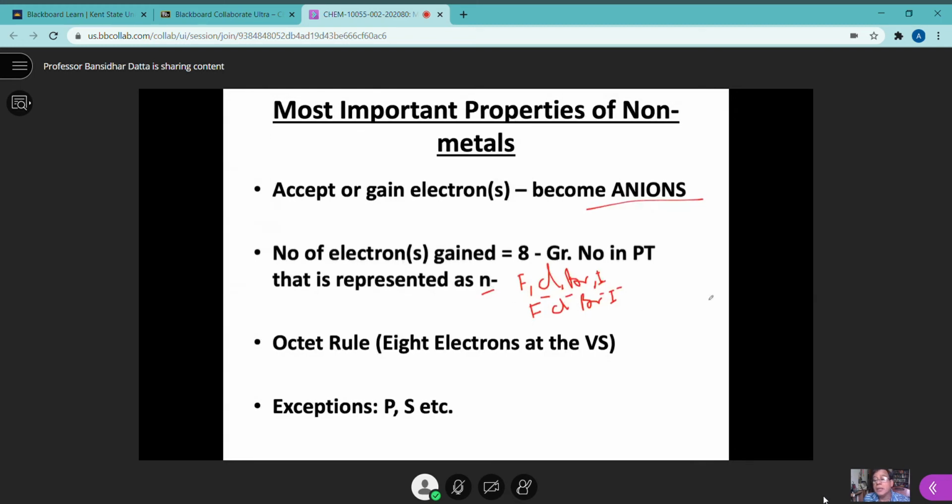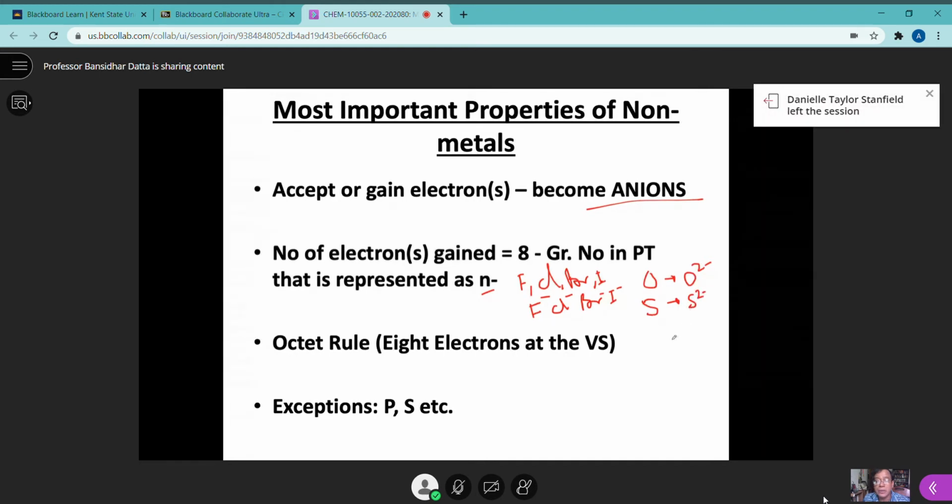Likewise, let's say oxygen and sulfur. These are group 6A elements, and they have 6 electrons in the outer shell. So 8 minus 6, they will take 2 electrons. So oxygen will become O2 minus. Likewise, sulfur is also group 6, so sulfur will take 2 electrons and become 2 minus.